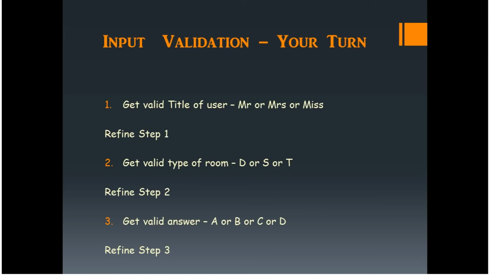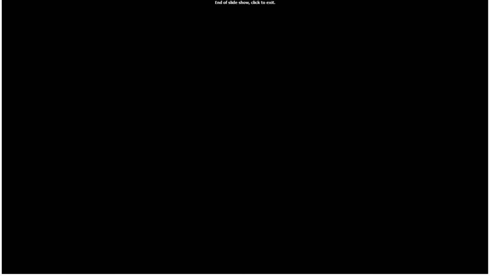So here's 3 for you to do. Get valid title of user, Mr, Mrs, Miss. Then the second one, get valid type of room, D for double, S for single, T for twin. And then 3, getting a valid answer, A, B, C or D. Now each one of these again should have the 4 steps. I know you're sick of listening to me saying that to you. And that there is how you do the input validation. So if you can work through them and then ask for some help, that would be great.